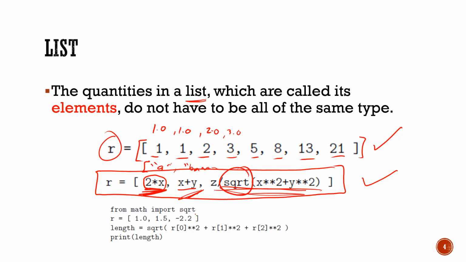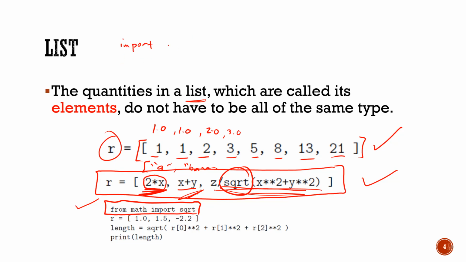You should define, or first get, the function square root from math. The square root is in the math module. The syntax is: from math import square root, or you can do import math. You can import math, which has everything we used last time.